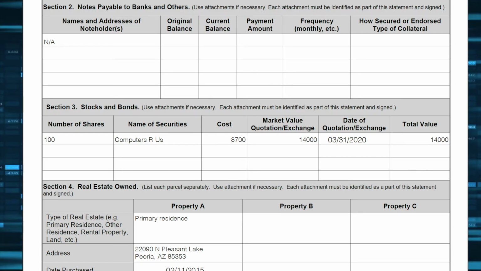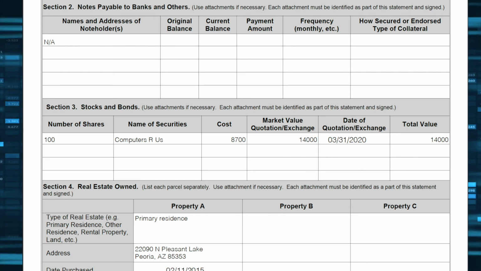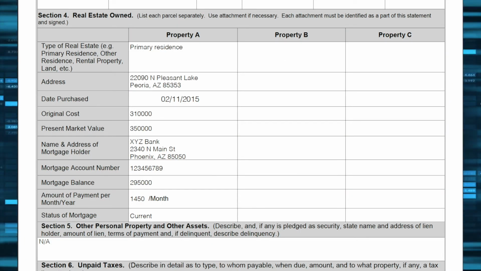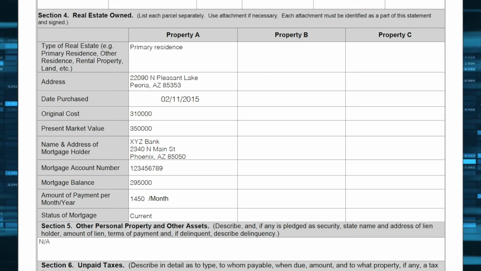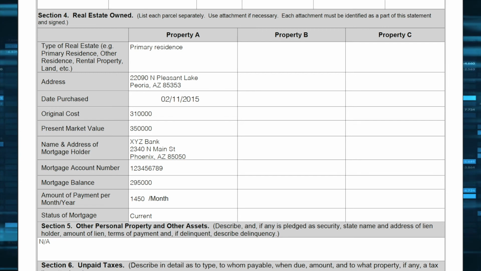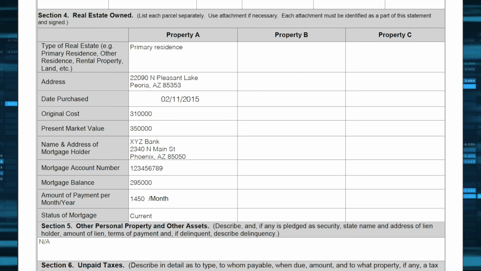Be careful the numbers match in the explanation section below exactly. For example, the market value of the primary residence is the same in both places, $350,000. Note, the assets equal liabilities plus net worth.